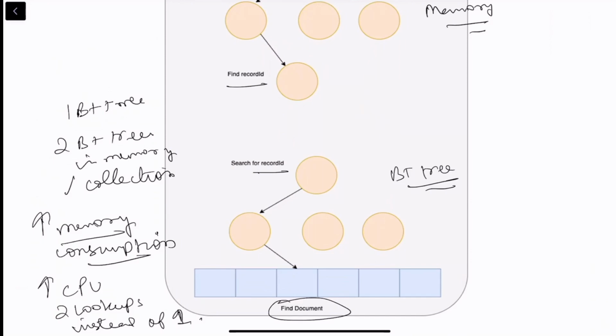However, it also allowed MongoDB to do collection level locks, and this increased the write efficiency overall.